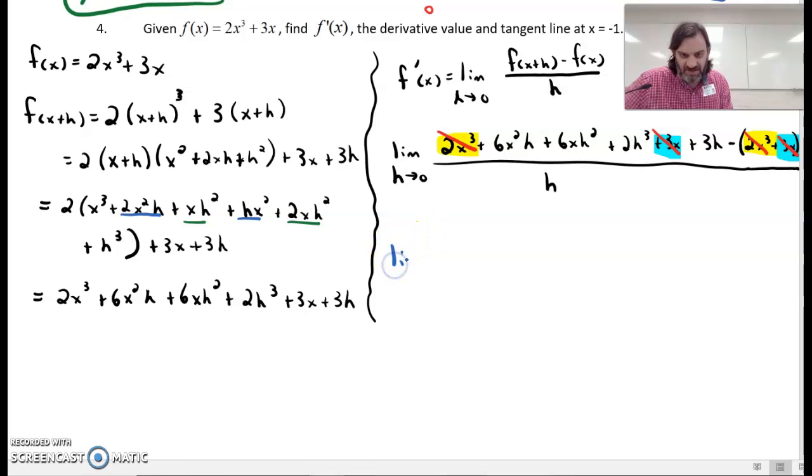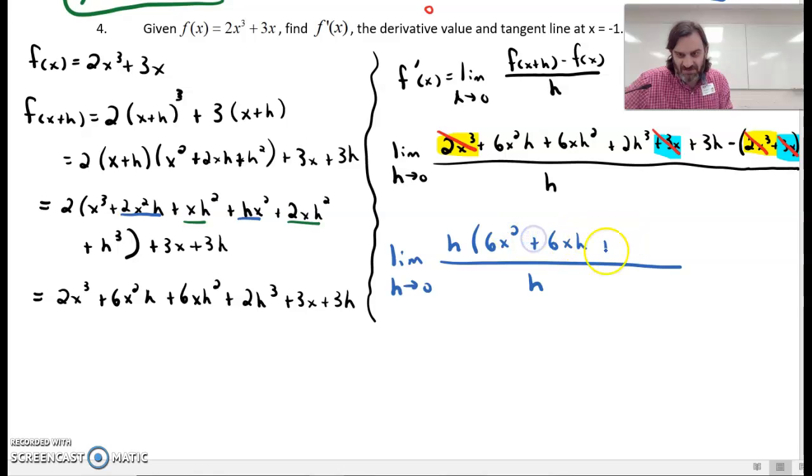So we're going to have the limit as h approaches 0 of something over h. I'm going to pull an h out of the top. So it'll be h times 6x squared plus 6xh plus 2h squared minus 3. So I can cancel an h out of the top and bottom as a common factor.